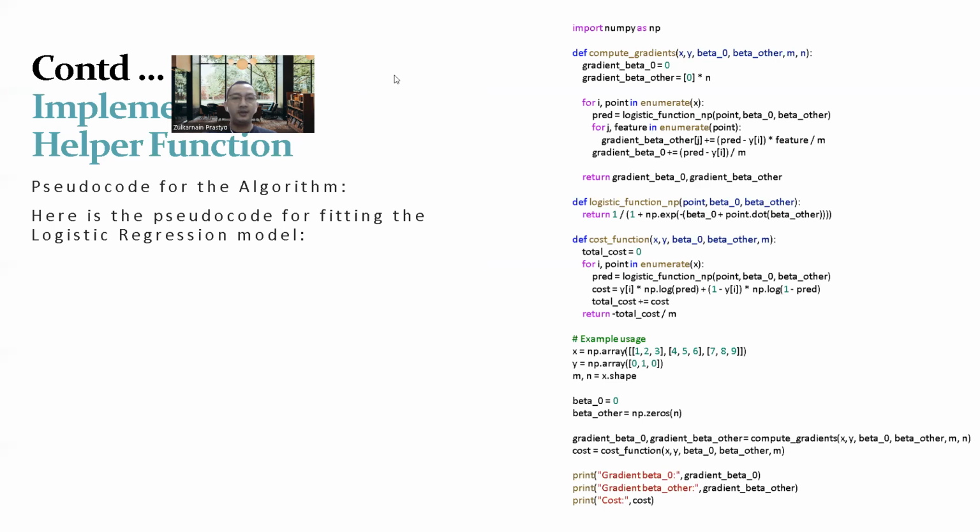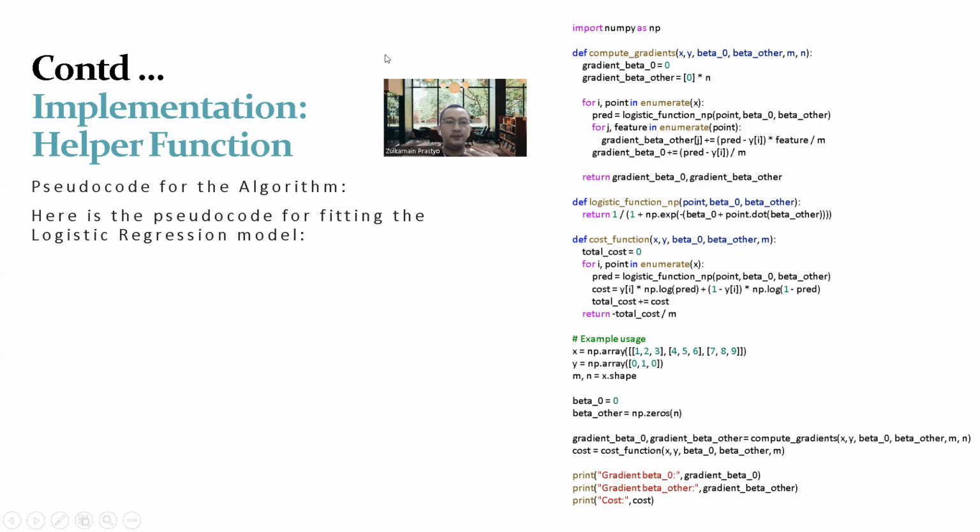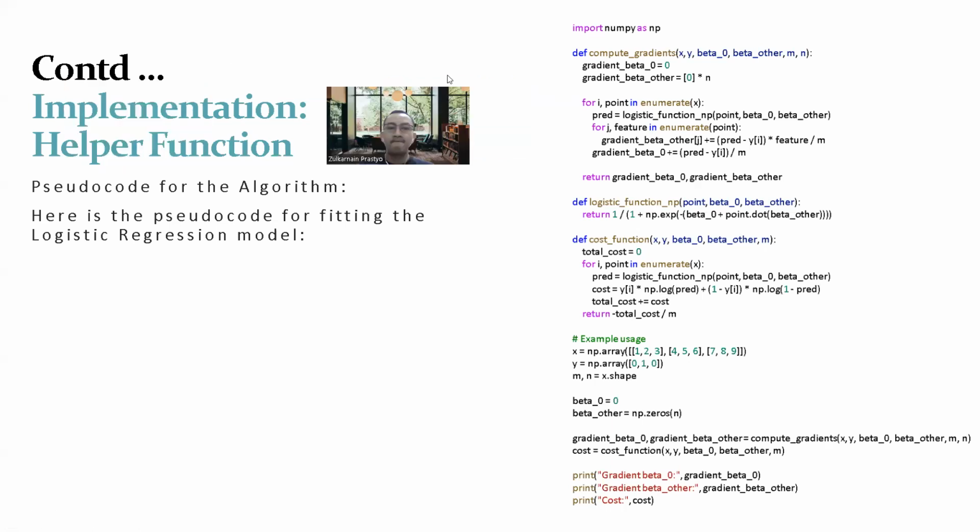So the next, continue the code. Here is the code for fitting the logistic regression model. Okay, number one, I have the compute gradients function with x, y, beta 0, beta other, m, n. And then I have gradient beta 0 equal 0, and I have gradient beta other.